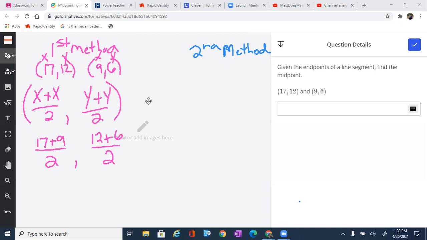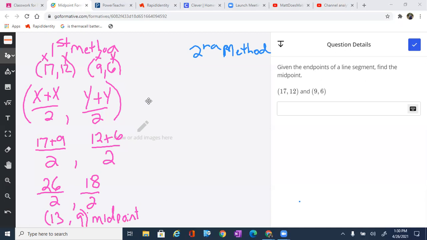Once we have that, all we really need to do is add them together. So 17 plus 9 is going to give us 26 divided by 2. 12 plus 6 is going to give us 18 divided by 2. 26 divided by 2 is 13. 18 divided by 2 is 9. And this would be our midpoint just using the formula.